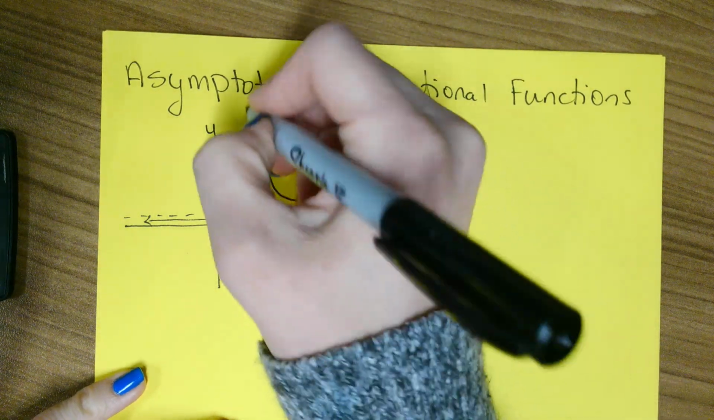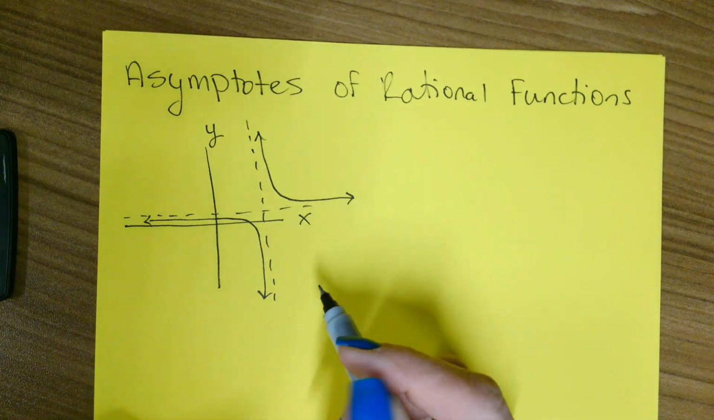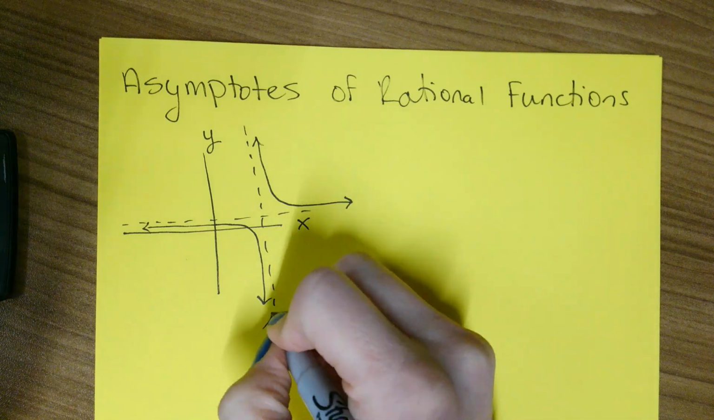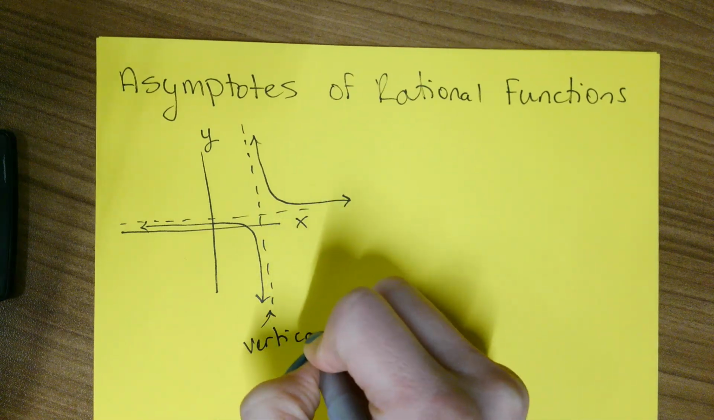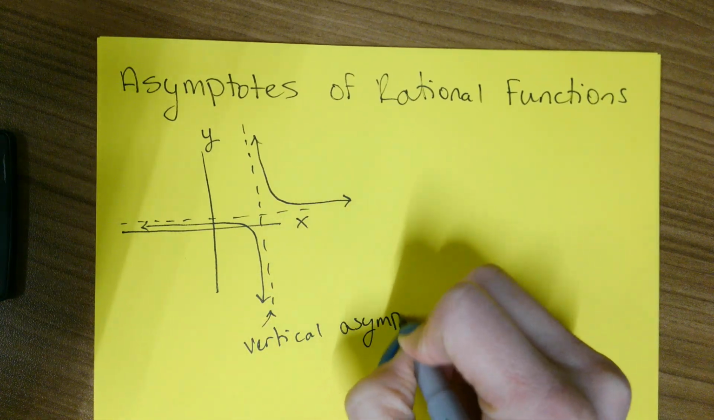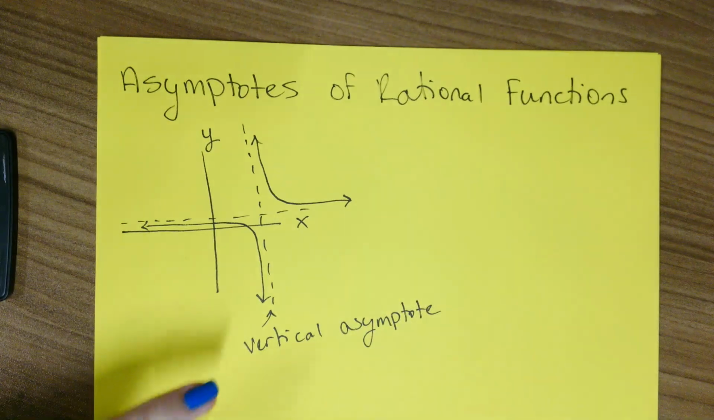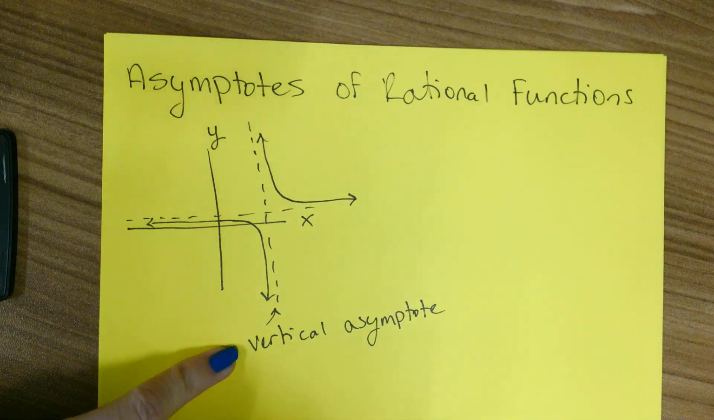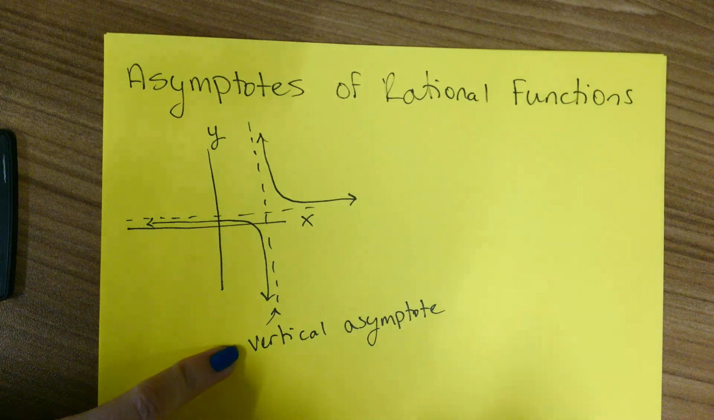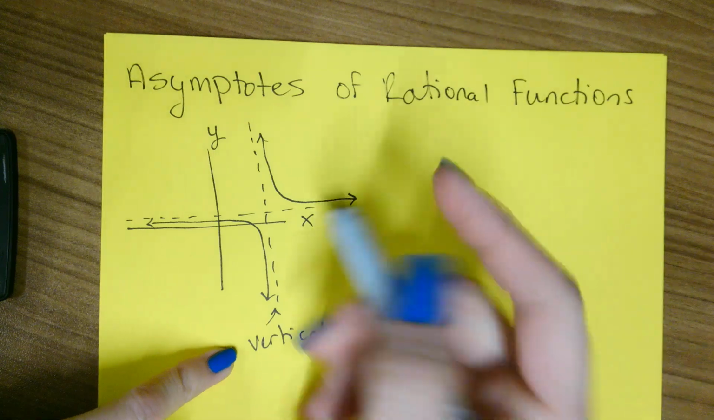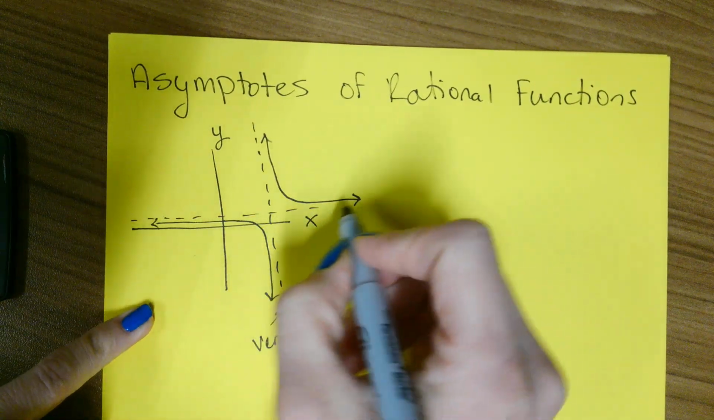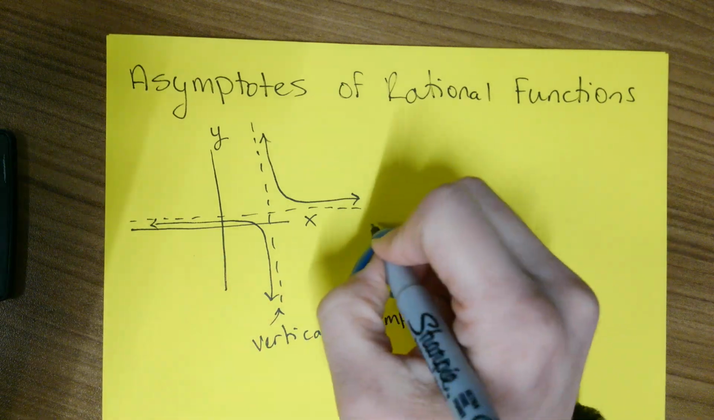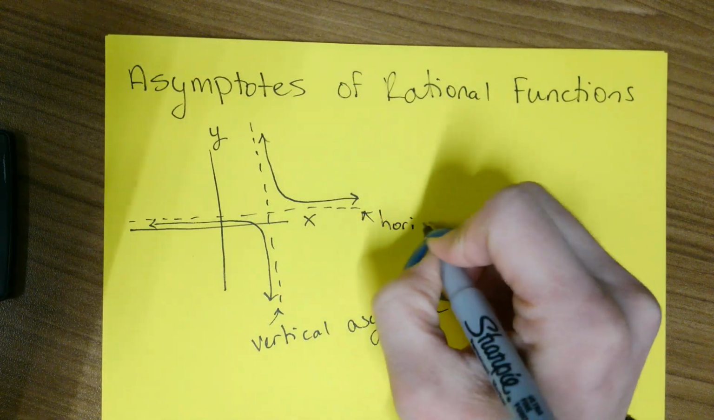This vertical line that causes my graph to go in opposite directions is what we call a vertical asymptote. And the vertical asymptotes come from the factors of the denominator that can't be canceled out. And we'll look at an example in just a second. But the horizontal line that will make my graph go off to the sides, we call the horizontal asymptote.